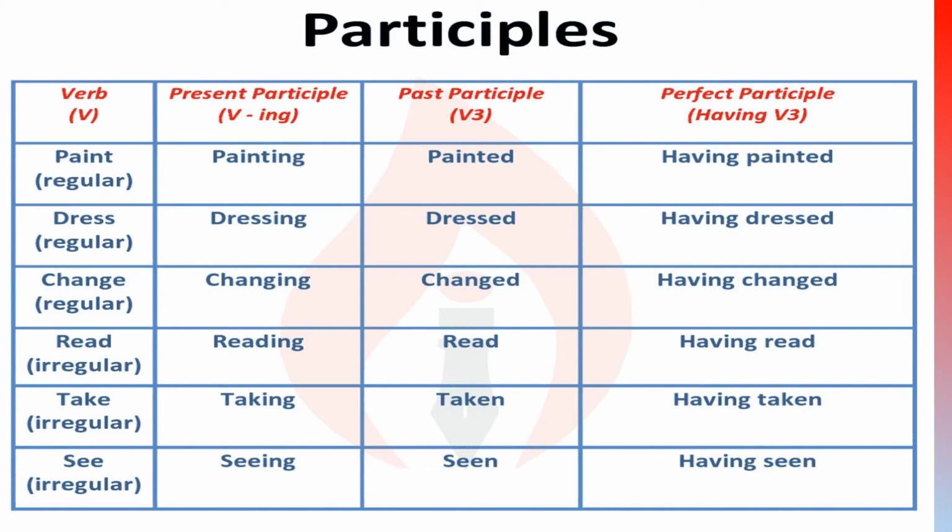For example, paint, dress and change are regular verbs. Read, take and see are irregular verbs here. So paint, its present participle is painting, its past participle is painted and its perfect participle is having painted. So the same way you can have a look on this table for the other verbs also.